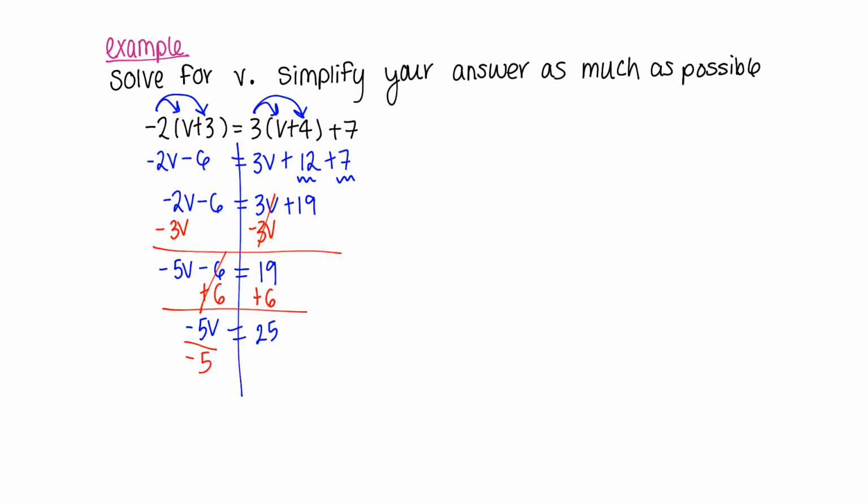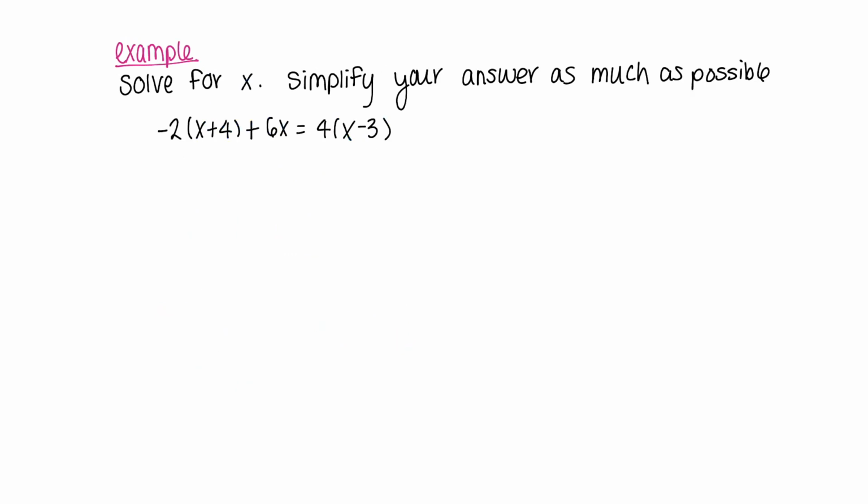Divide by negative 5 on both sides. 25 divided by negative 5 is going to give me negative 5 as an answer. So to this one, there is one solution. The solution is negative 5.